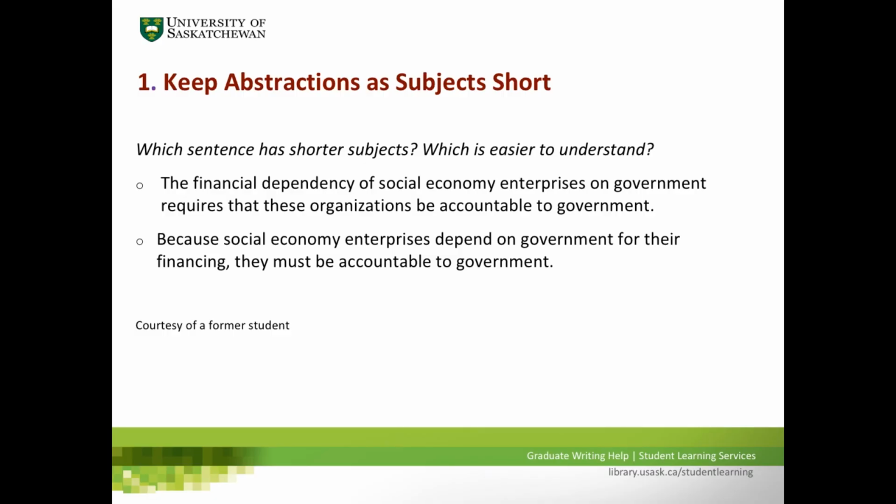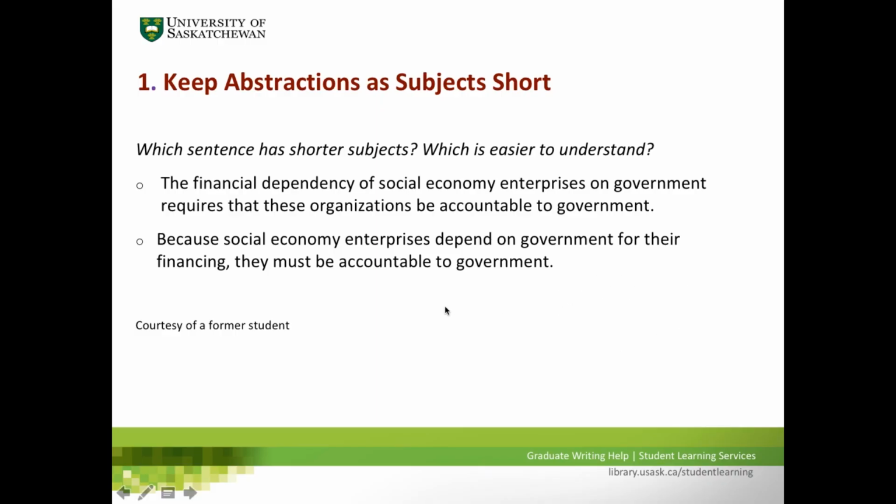Number 1, keep abstractions as subject short. Let's look at these 2 versions of a sentence and decide which has shorter subjects and which is easier to understand. Number 1, the financial dependency of social economy enterprises on government requires that these organizations be accountable to government. Number 2, because social economy enterprises depend on government for their financing, they must be accountable to government.